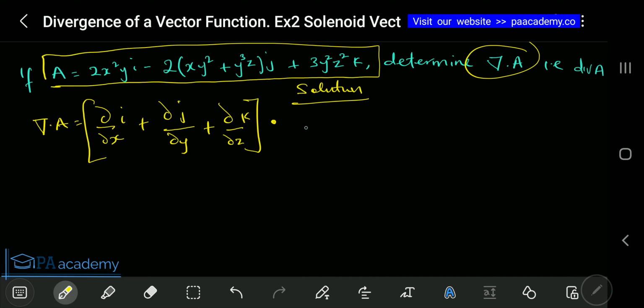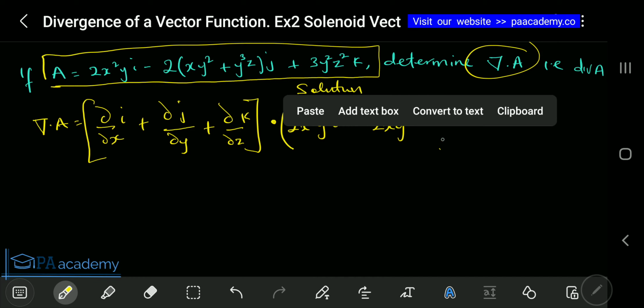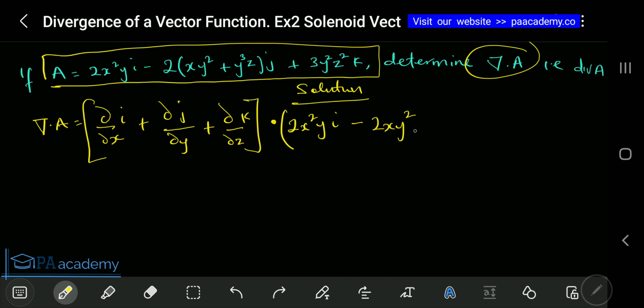So what we are going to do is to write this. We are going to be having 2x squared y i, minus. To make the work much easier, I'm going to open up these brackets with these two. So I'm going to be having minus 2xy squared minus 2y cubed z, then the j, plus 3y squared z squared k.